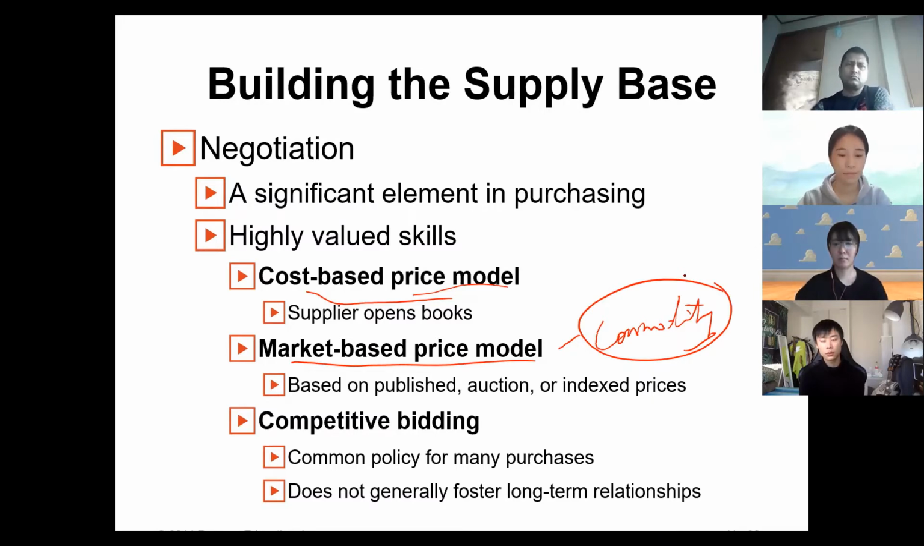Okay, and the other method is competitive bidding. This is the most popular, actually. Most popular. You bid for the price that is offered by other companies. Of course, this does not foster long-term relationship. Okay, it does not, because it's competitive bidding. It's open tender, basically.